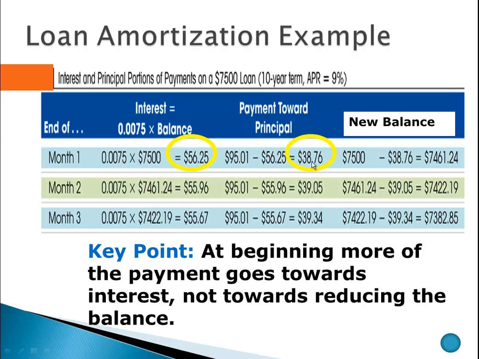At the end of the first month's payment, we don't reduce the balance by 95.01. We only reduce the balance by 38.76. Our new balance is what we use to calculate next month's interest, so the interest payment is going down. The payment is still going to be 95.01, but more of that is going to go towards reducing the balance, towards paying off the principal. That's one of the key things about loans you want to be careful about: at the beginning, a large chunk of your payment goes towards the interest, not towards reducing the balance.